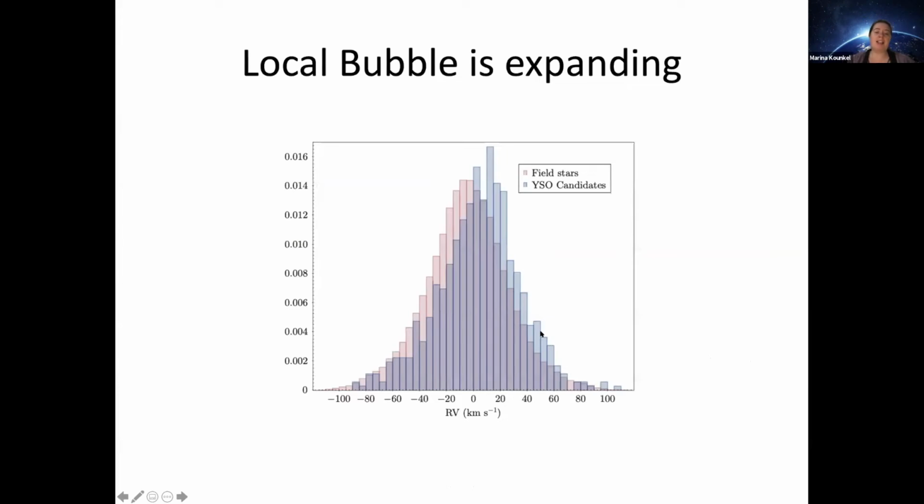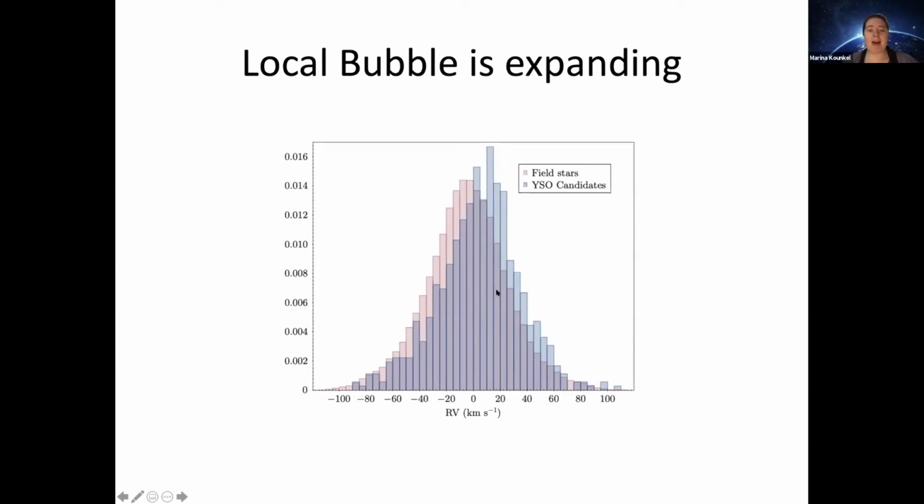And this bubble really is expanding. We don't have many radial velocities so far, but of the radial velocities that we do see, they seem to be moving away from the center of the bubble, and the velocity of these candidate young stars is really quite different from the radial velocities of the field stars.